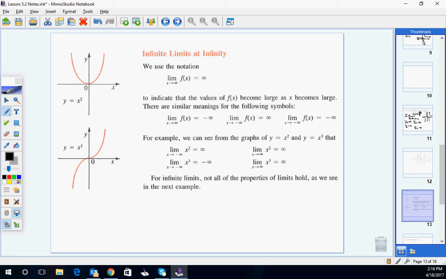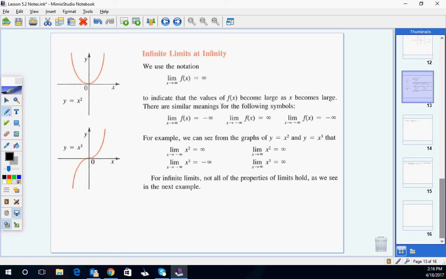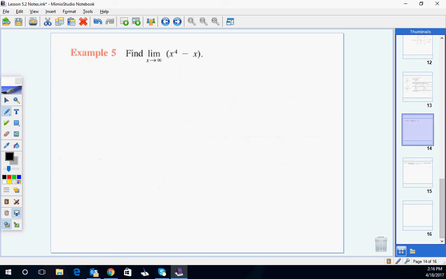So limit as x goes to negative infinity of x squared stays positive because x squared is even, so it goes up. Right here, the positive goes up. Positive still goes up here, but negative for an odd power can actually go down. That's all that is. All right, so what would this one be? Limit as x goes to infinity of x to the fourth minus x.